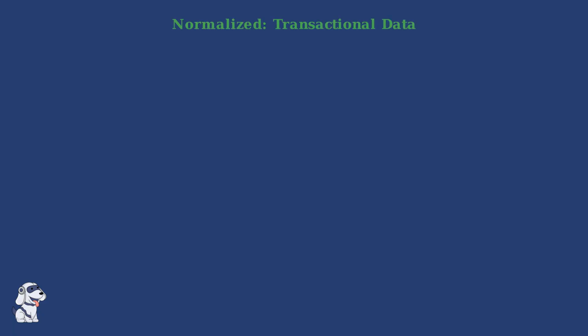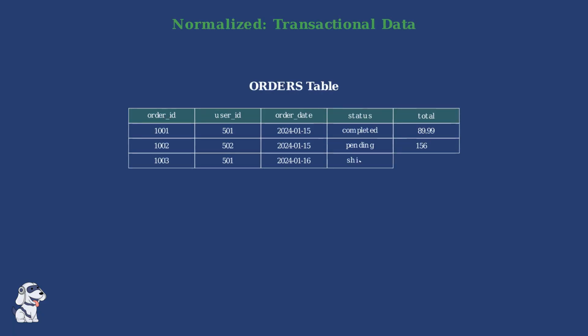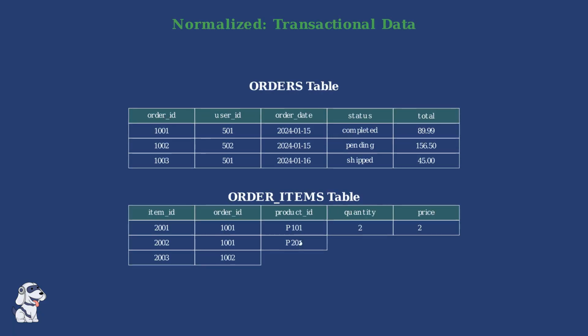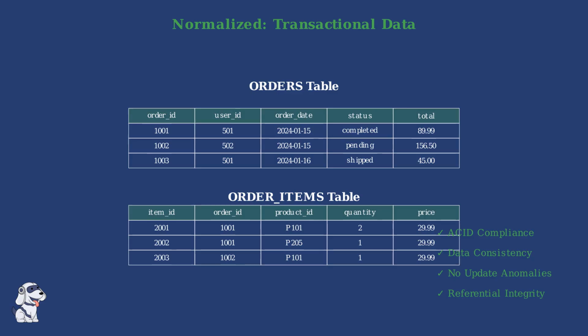In the normalized section, transactional data like orders and payments are stored in separate, related tables. This ensures data integrity and prevents anomalies during critical business operations like order processing and payment handling. Normalized transactional data provides ACID compliance, ensures data consistency, prevents update anomalies, and maintains referential integrity, all critical for financial transactions and order management.